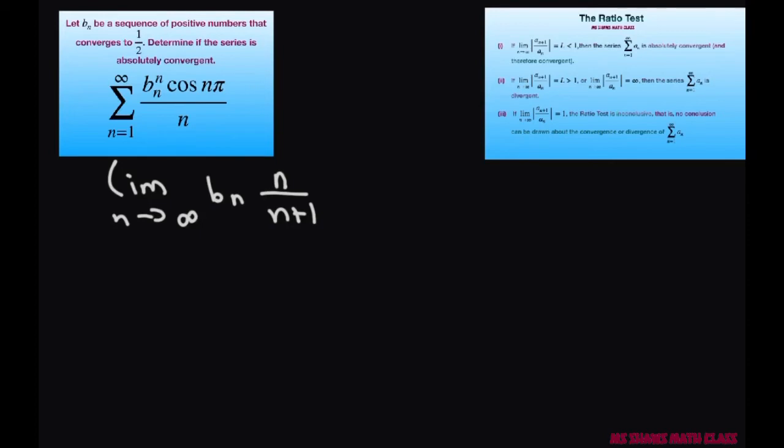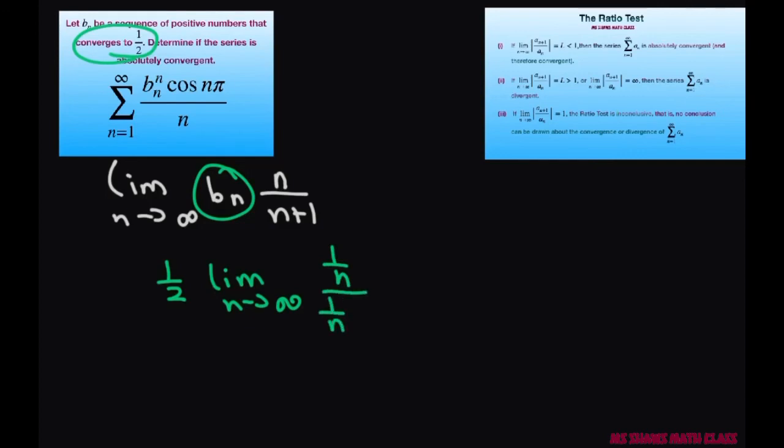All right, so we can pull out b sub n, which we already know is 1/2. So this is just going to be 1/2 times the limit as n approaches infinity of 1 over n divided by 1 divided by n plus 1. So this is just going to equal 1/2 times 1, and then this equals 1/2, which is less than 1, so it converges.